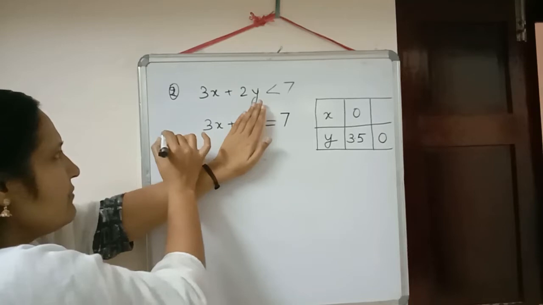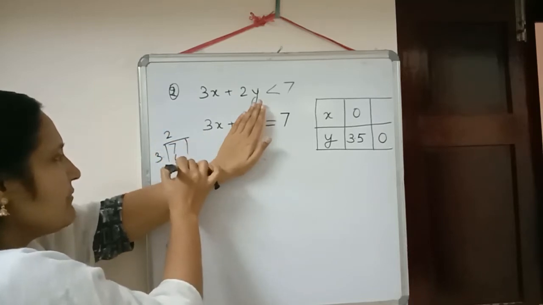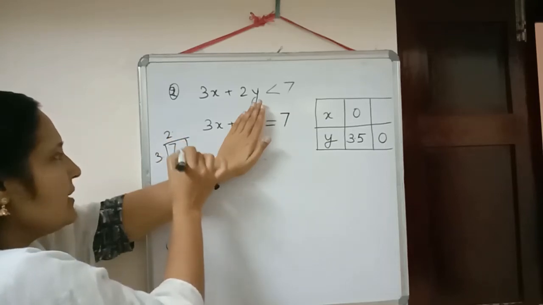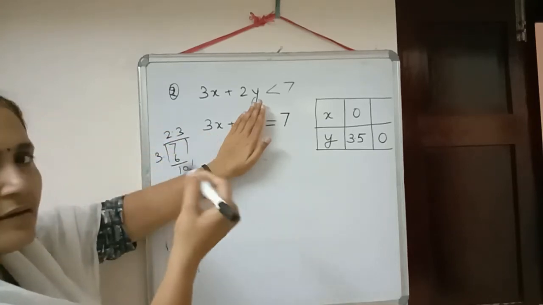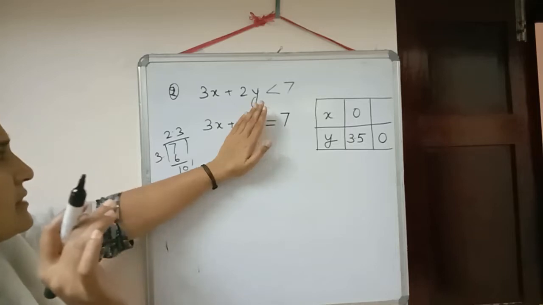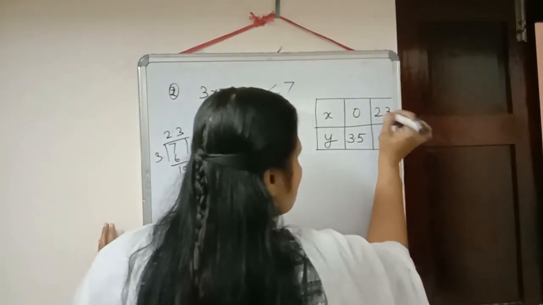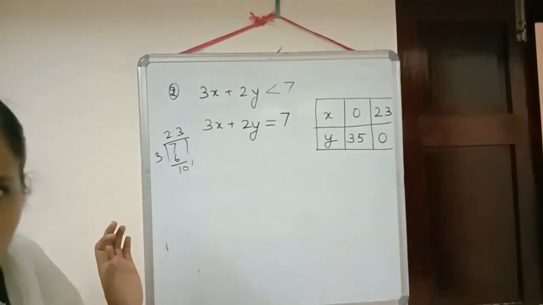If you divide, 3 twos are 6, 7 minus 6 is 1. We will put a decimal here, then 0 will come here. Then 3 threes are 9, and it will go on continuing. So we can take 2.3 here. The point is 2.3. Only 2 points are enough there.